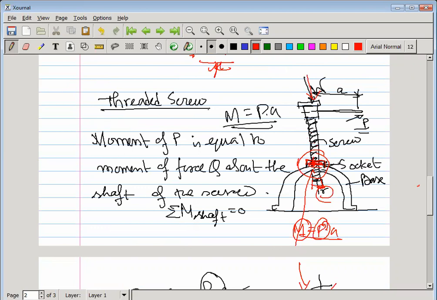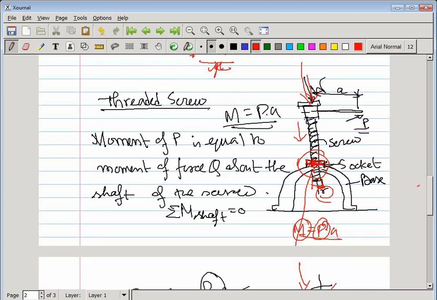Suppose you do not design the square threaded screw in such a manner, and if you apply load it moves downward, right? Then what happens? If you apply load, automatically it moves downward. But this is not our requirement. Our requirement is, though the load is applied, we gradually move this load upward or downward as per our requirement.